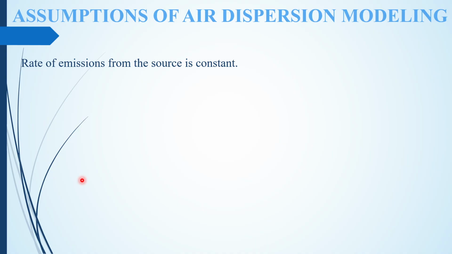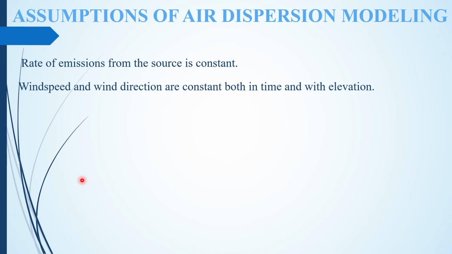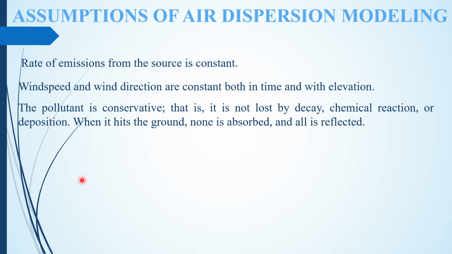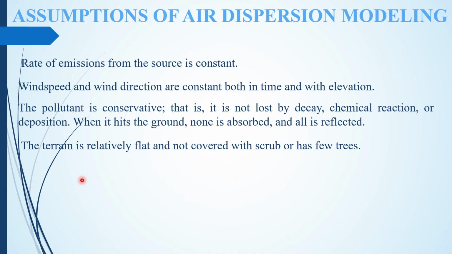So what are the assumptions of air dispersion modeling? The rate of emission from the source is constant. Wind speed and wind direction are constant both in time and with elevation. The pollutant is conservative, that is, it is not lost by decay, chemical reaction, or deposition. When it hits the ground, none is absorbed and all is reflected. The terrain is relatively flat and not covered with scrub or does not have many trees.